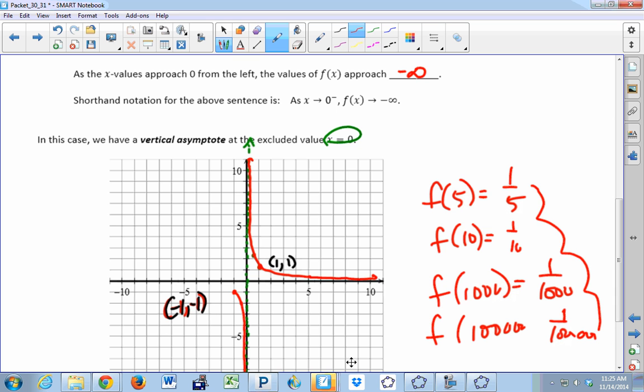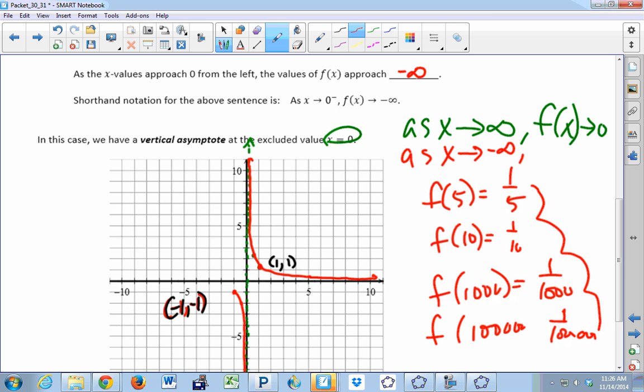So as x goes towards positive infinity, my function gets really, really small. It approaches 0. It gets smaller and smaller and smaller. My denominator is getting huge, but my numerator is still staying at 1. That gives me a really small number. And as x goes towards negative infinity, my function also approaches 0.